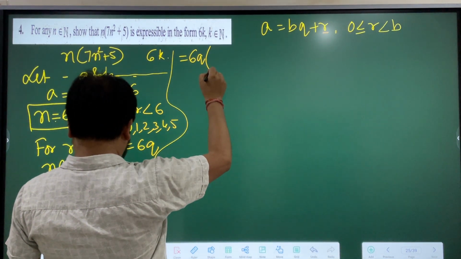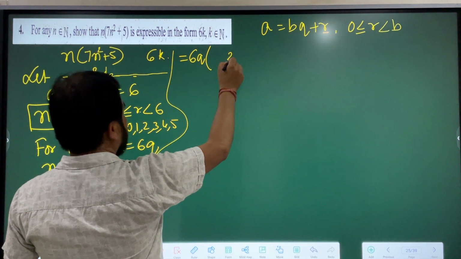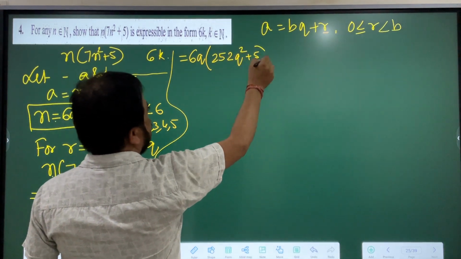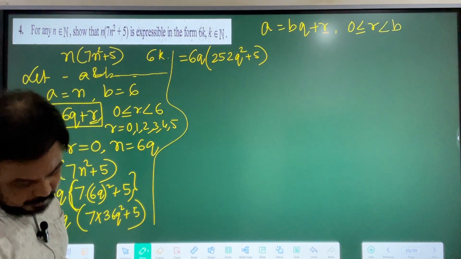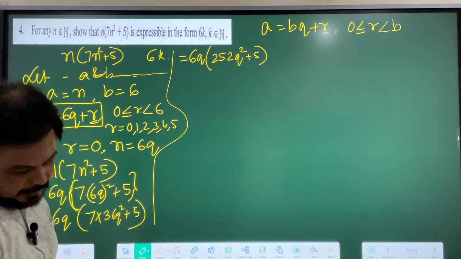6q, 7 6s are 42, 7 3s are 21, plus 5 gives q square plus 5. I hope it is correct. Yes.